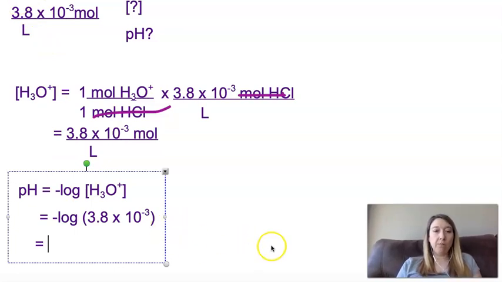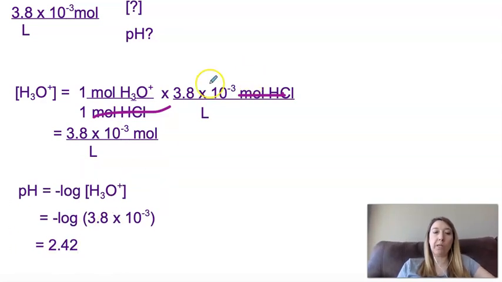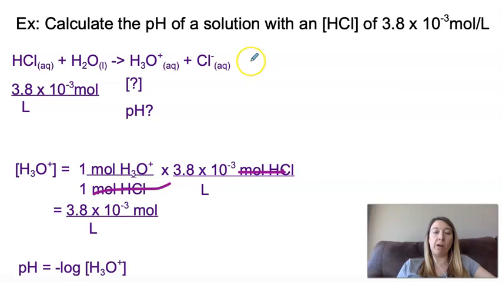Okay, so we do our negative log of 3.8 times 10 to the negative 3, and we get 2 point... and remember, this had 2 significant digits, so that's going to mean 2 numbers after the decimal place, 4.2, okay? So a question like this, for the most part, is going to be worth 3 marks, okay? Where those marks are coming from.